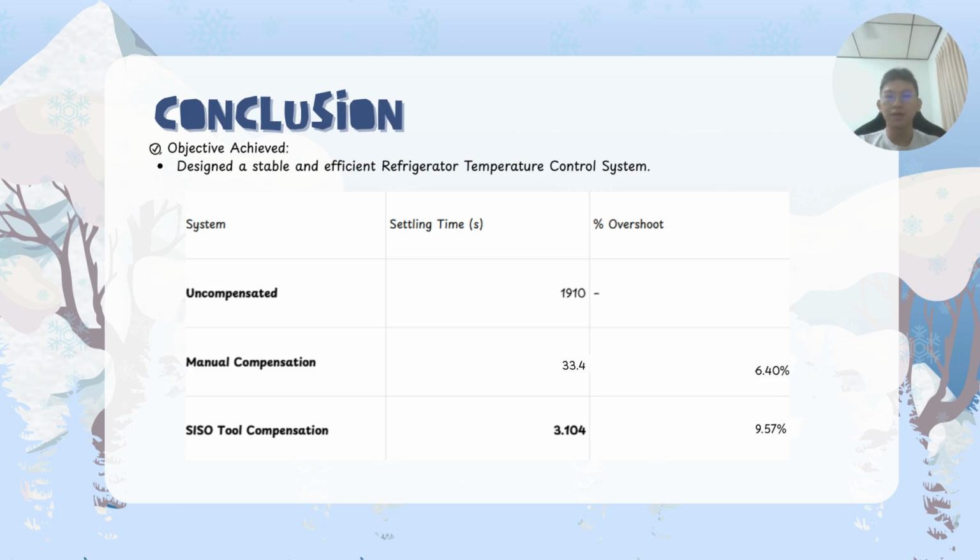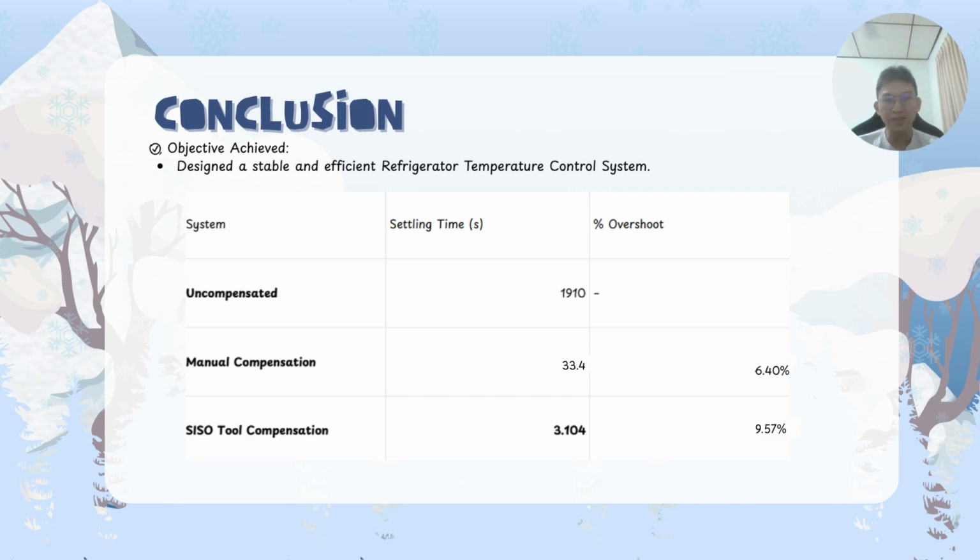In conclusion, this project successfully designed and analyzed a refrigerator temperature control system with the goal of improving temperature stability and energy efficiency. After establishing a detailed mathematical model and conducting time response and stability analysis, the system was confirmed to be overdamped and stable. The most significant findings came from the results and discussion section, where a performance comparison between the uncompensated system, the manually compensated system, and the SISO design tool compensated system was presented.